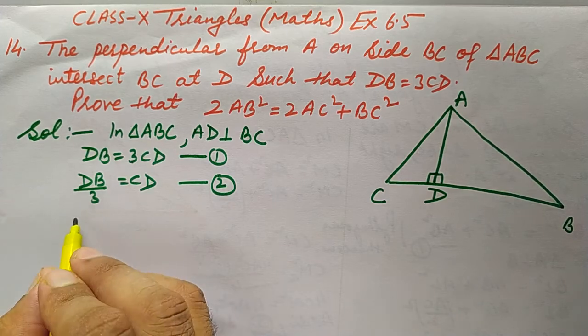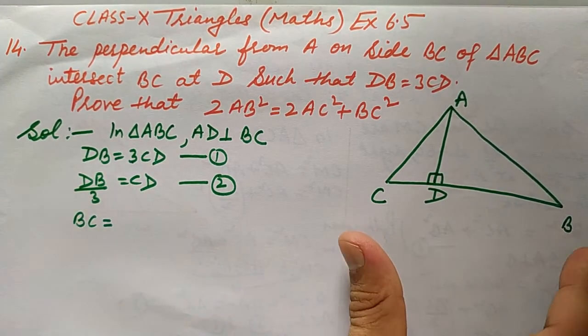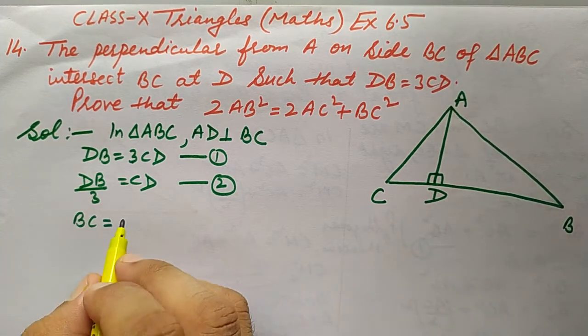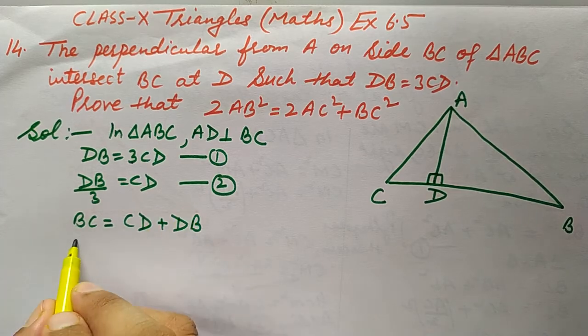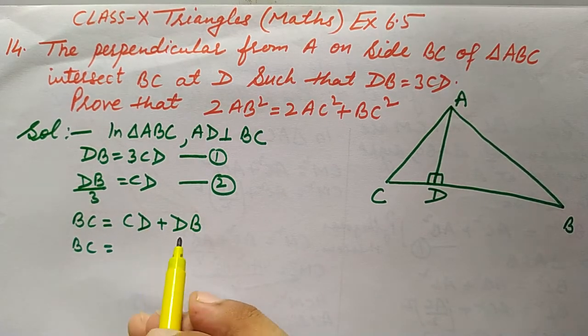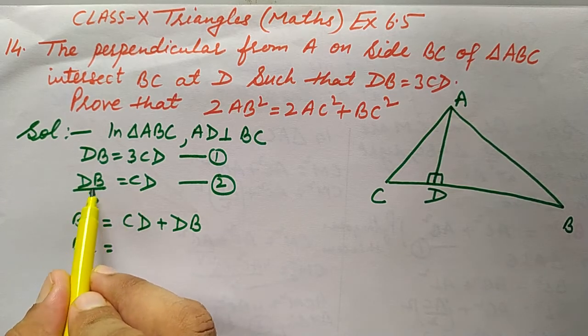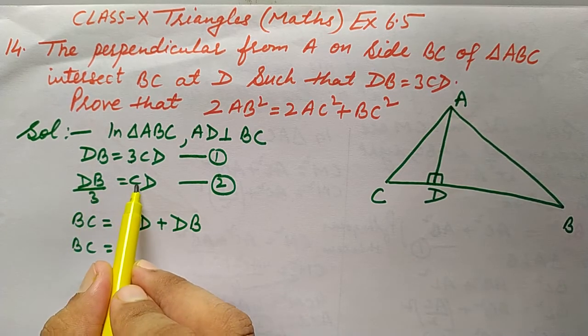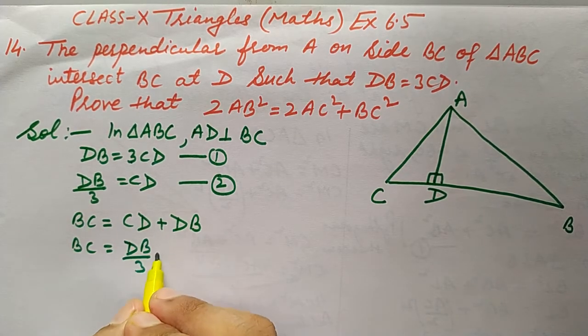So first of all, see here, what is BC? BC is CD plus DB. Okay, so we'll write CD plus DB. Clear? So now we'll write CD as 1/3 of DB. So it is DB over 3 plus DB.